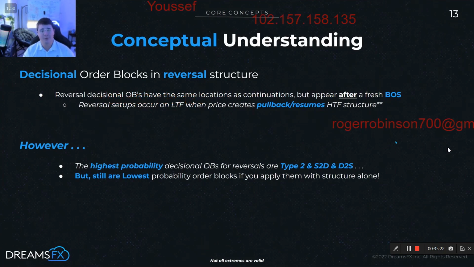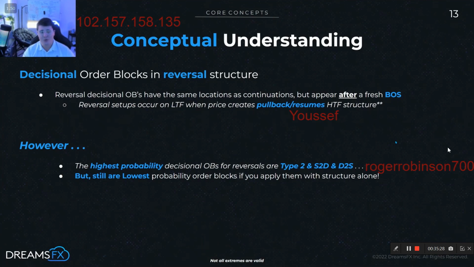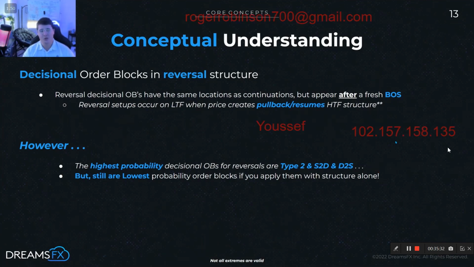That is going to be the next order block video that you're going to be learning about. However, keeping in mind, order blocks in this nature from decisional and reversal structure, they're still the lowest probability if you try and apply them with structure alone. It's like a double whammy, per se.